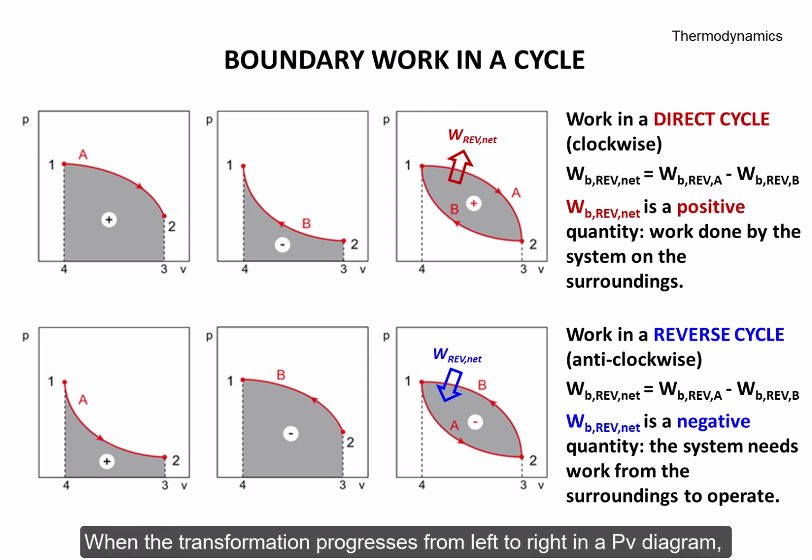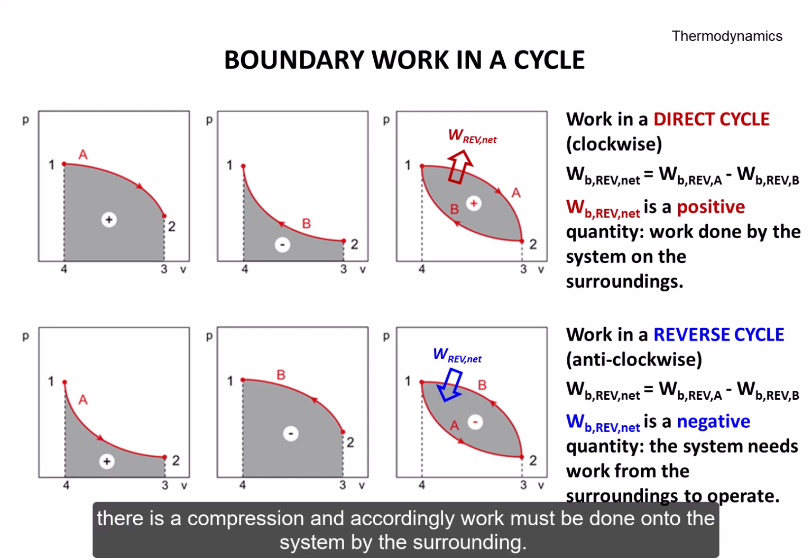When the transformation progresses from left to right in a PV diagram, there is an expansion and accordingly a generation of work. When instead a transformation progresses from right to left, there is compression and accordingly work must be done onto the system by the surrounding.